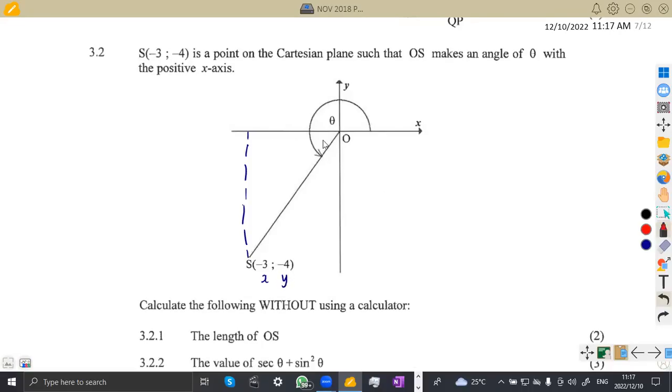So this is your x-axis. From this point to this point, that's where we have got our -3. Then the value of y, this is the y-axis going down, that is your -4. We are going down. All right, so this is actually a right-angled triangle. Okay, so that's the information.